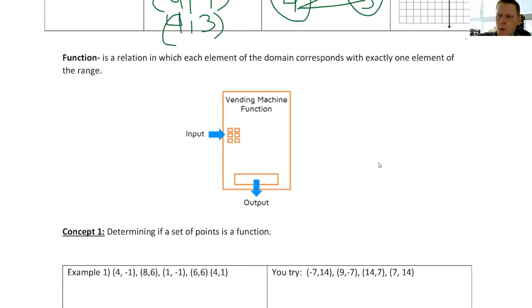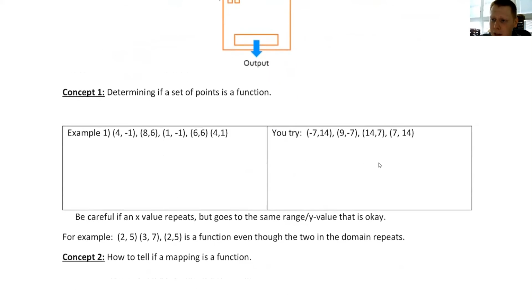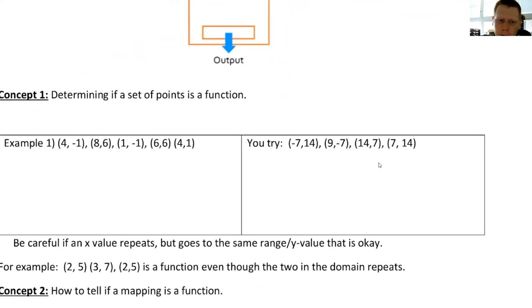If you're putting in an input or a command, or you're pushing a button and it starts doing something wonky all of a sudden, we're going to say it's not functioning. It's not a function. So a function basically, if you put something in, it's always going to give you the same thing out. So like I said, we're going to look at different types of relations and see if we can tell if they're functions or not.